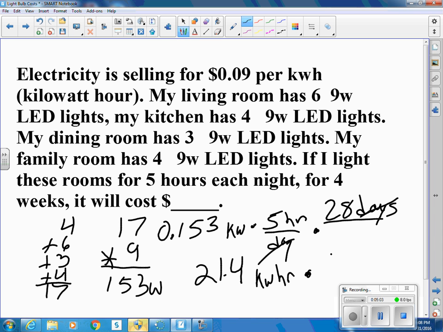If I multiply that by 0.09 per kilowatt hour, that turns out to be a cost which is $1.93. So it's a little cheaper to use these LEDs. They're a little brighter.